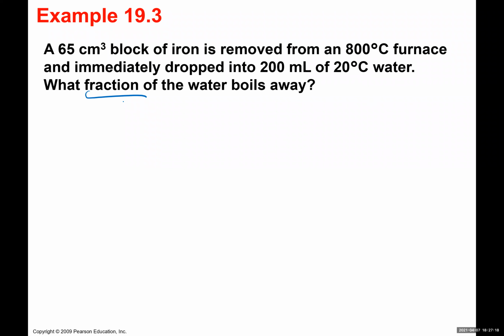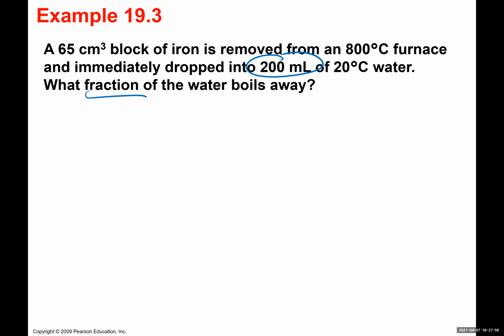Remember, 100 degrees Celsius is the temperature where water can be in equilibrium with respect to its liquid and gas form. You can have some of the substance, in this case water, in a liquid form, and some of it in a gas form. What we're going to do here is find how much of the mass has now evaporated. And since we know how much we have, we can find the fraction of the 200 milliliters that has now become steam.